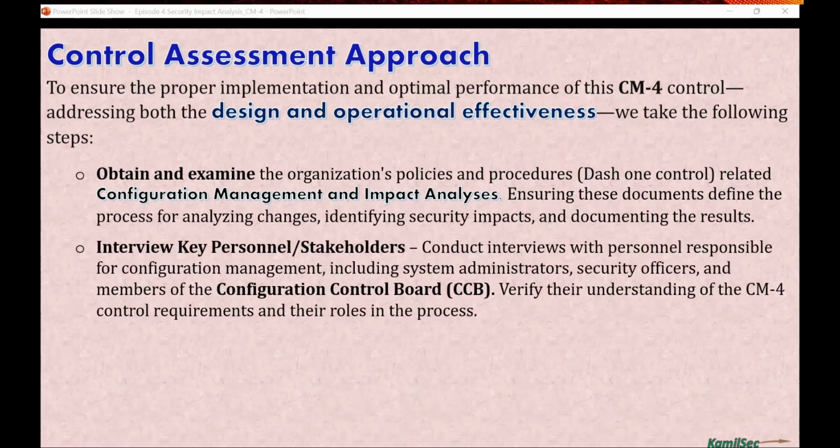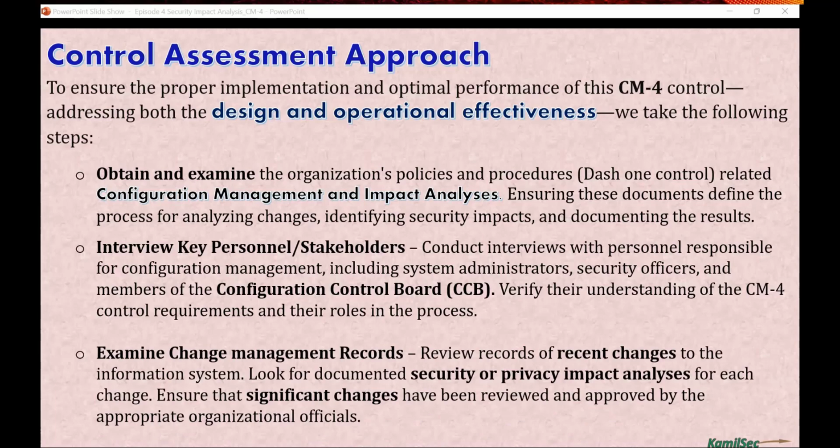Interview key personnel and stakeholders. Conduct interviews with personnel responsible for configuration management, including system administrators, security officers, and members of the Configuration Control Board, CCB. Verify their understanding of the CM-4 control requirement and their role in this process. Make sure the members understand the need for a security impact analysis.